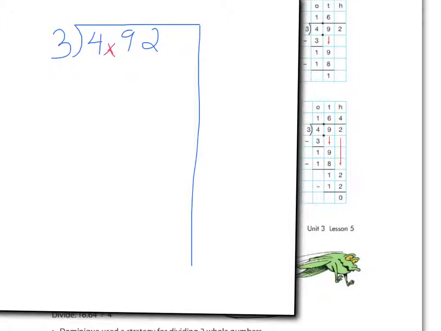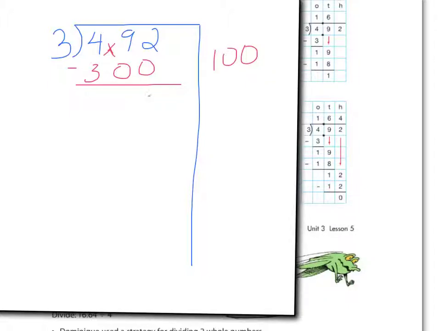So 492. Well, how many groups of 3 can fit into 492? Well, I'm going to start with 100 because that's an easy number for me to work with. And I know that 3 times 1 is 3. Add my 2 zeros from annexing 0. I'm left with 300, and I now subtract.